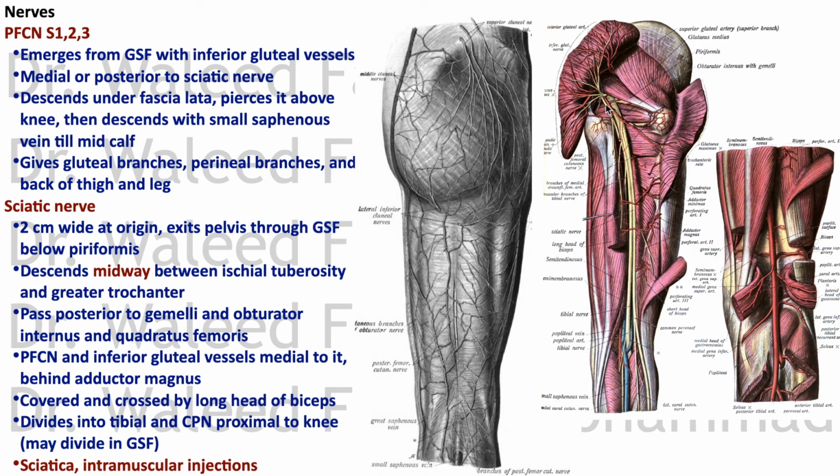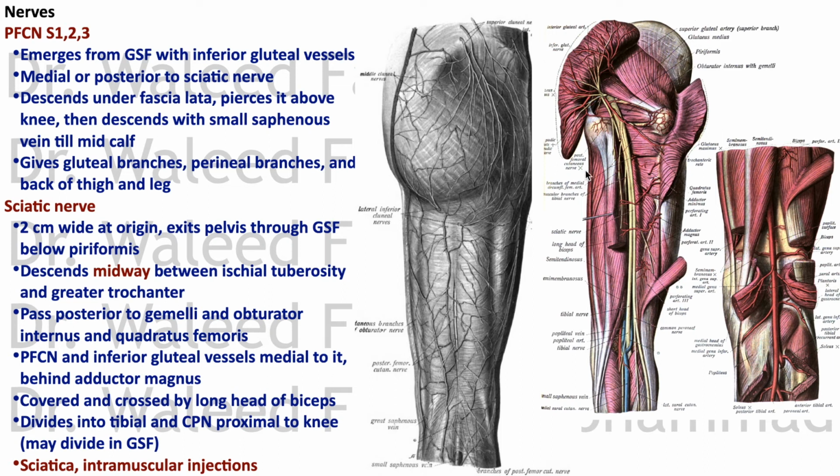the sciatic nerve. Okay, it descends covered by the fascia lata, then pierces the fascia lata proximal to the knee, or above the knee, then descends with the small saphenous vein till the mid-calf area where it ends its supply, and gives gluteal branches, perineal branches. Remember, we discussed these in the perineum and the back of the thigh and leg.